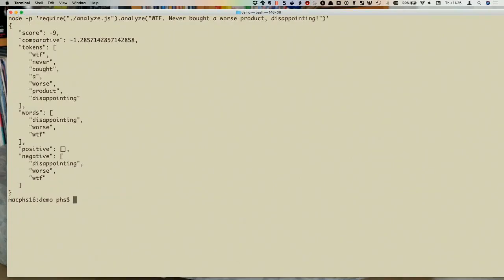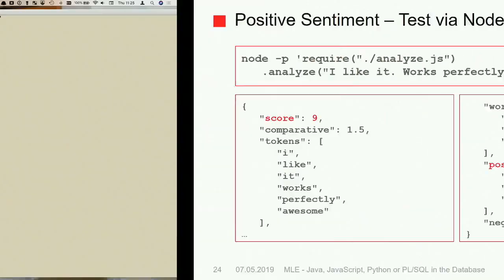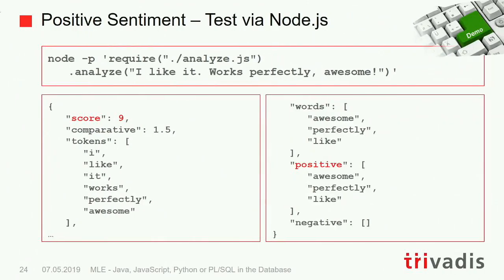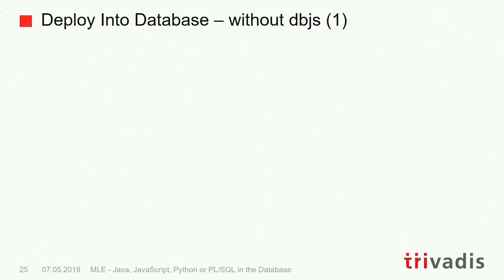I may repeat it also for the negative one. In that case, I get the negative score. So that's basically the idea. Nothing really fancy. But in the end, we are not here to learn Node.js. We want to learn how to do that in the database. So how do I deploy that stuff in the database?